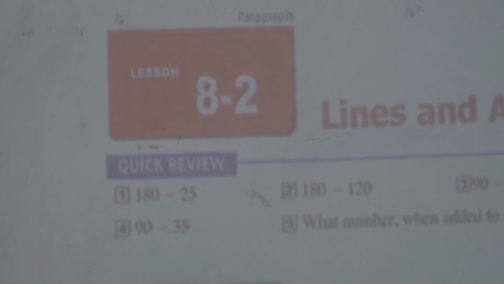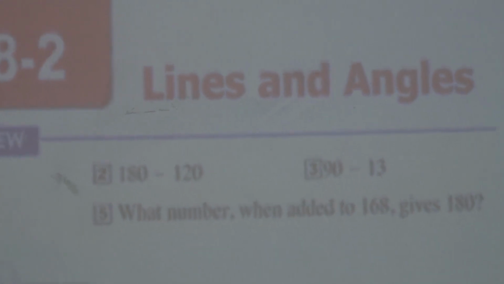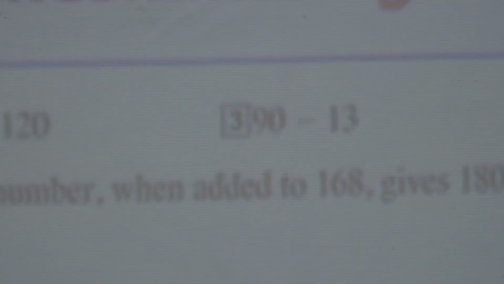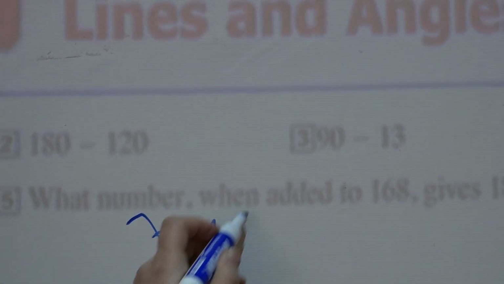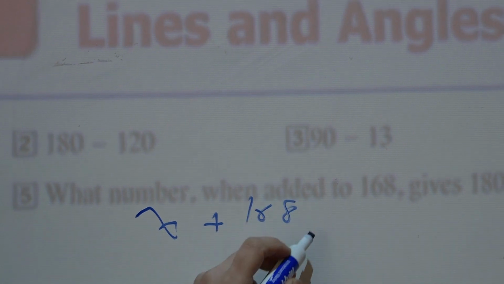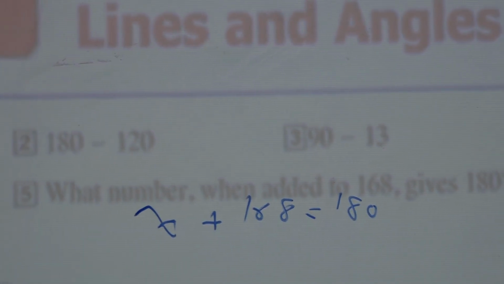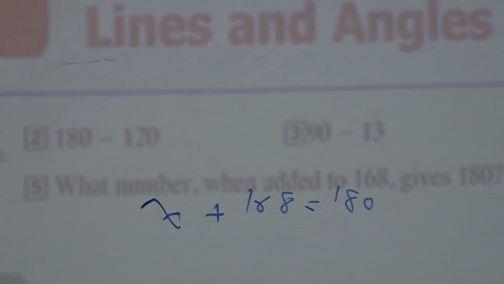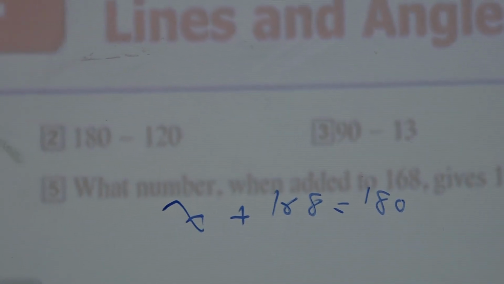Or for example, what number when added to 160 gives 180? We don't have this number, so we write X plus 160 equals 180. We studied how to find it, using angle relations, for example supplementary or complementary angles. Now this is only a quick review and reminder.